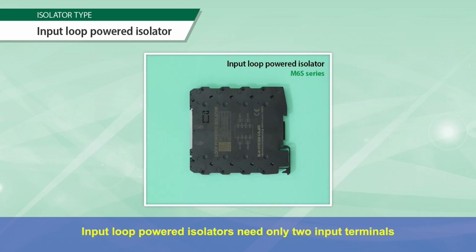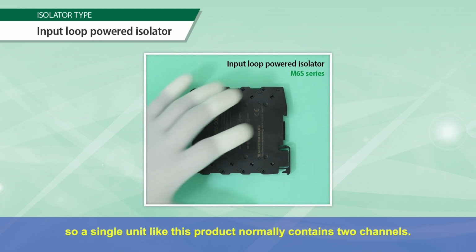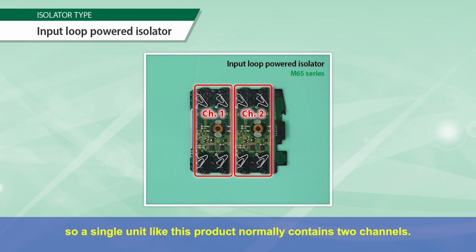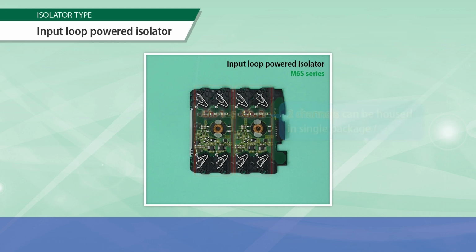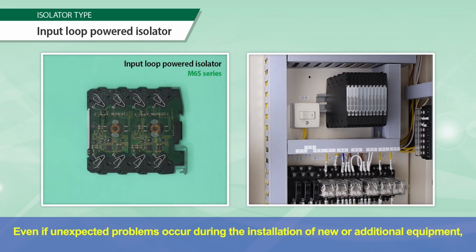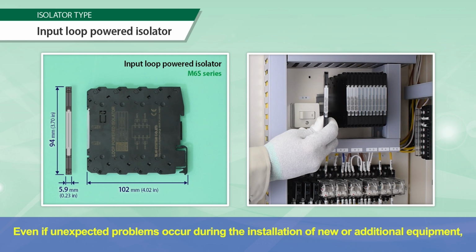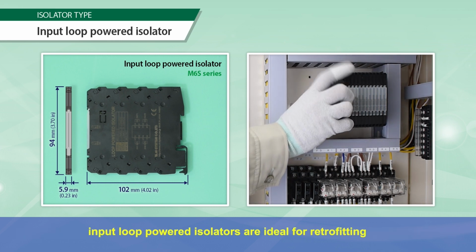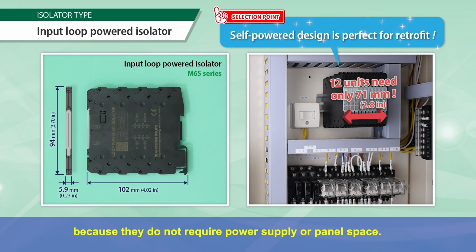Input loop-powered isolators need only 2 input terminals and 2 output terminals per channel, for a total of 4 terminals, so a single unit like this product normally contains 2 channels. Even if unexpected problems occur during the installation of new or additional equipment, input loop-powered isolators are ideal for retrofitting because they do not require power supply or panel space.